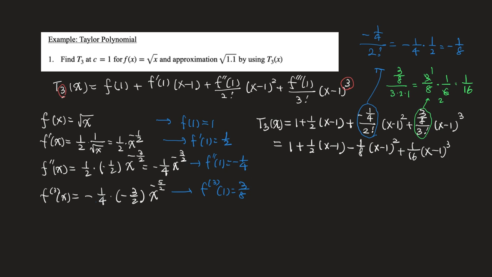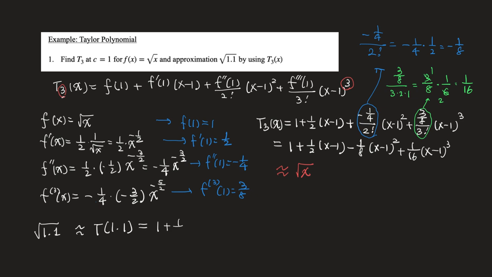Now, using this Taylor polynomial, approximate the square root of 1.1. So this one, you're going to say approximate the square root of x. Okay? So let's approximate the value: the square root of 1.1, approximate T3 at 1.1. So you plug in 1.1 here.